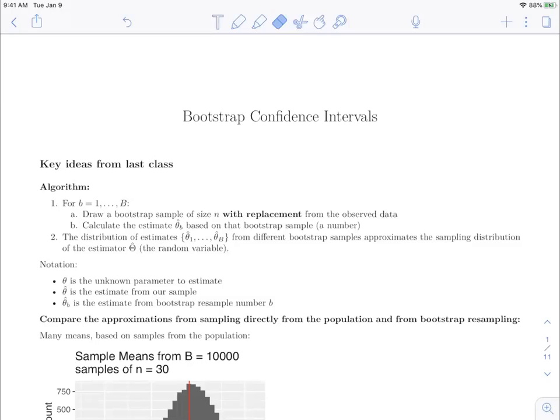So in our notation, theta is going to be the unknown parameter that we're trying to estimate. Theta hat is an estimate based on our original sample. And then theta hat subscript B is the estimate from a particular bootstrap sample, which I'll sometimes call a bootstrap resample.